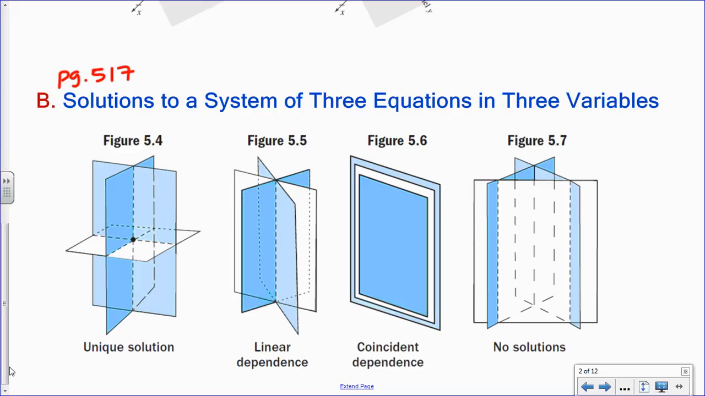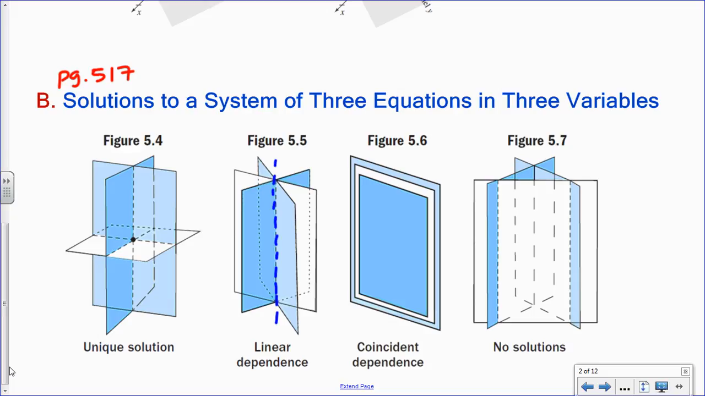Then you have 2 types of dependent systems. You have linear dependence, which means they intersect, but not just at a single point, they intersect at a line. So points are all true for any points on this specific line. And then you have coincident dependence, which is where they all 3 overlap. This is like your infinitely many solutions, your 0 equals 0 true statement.